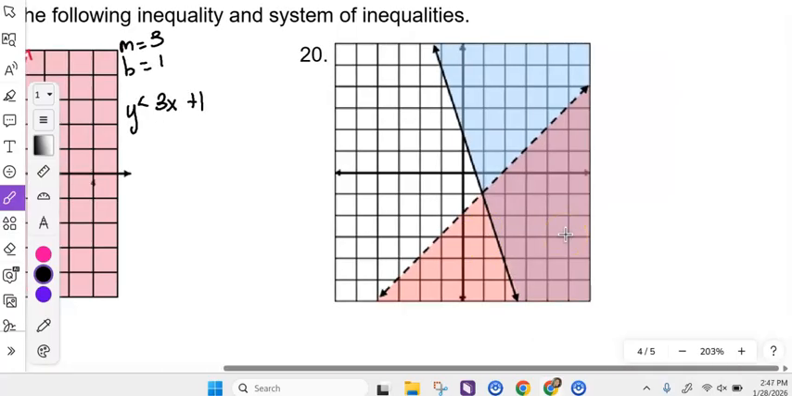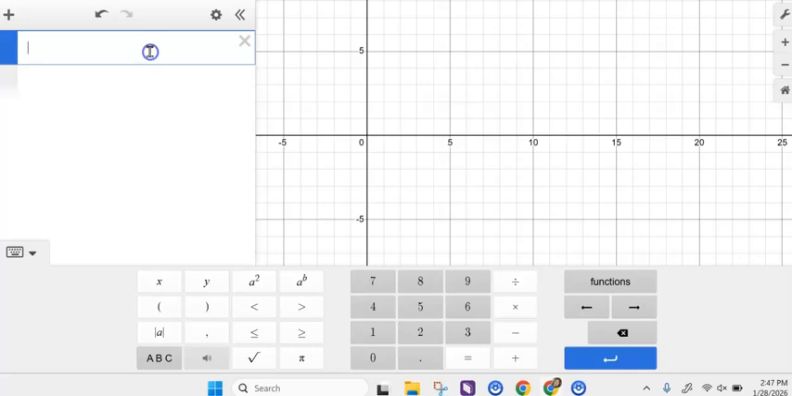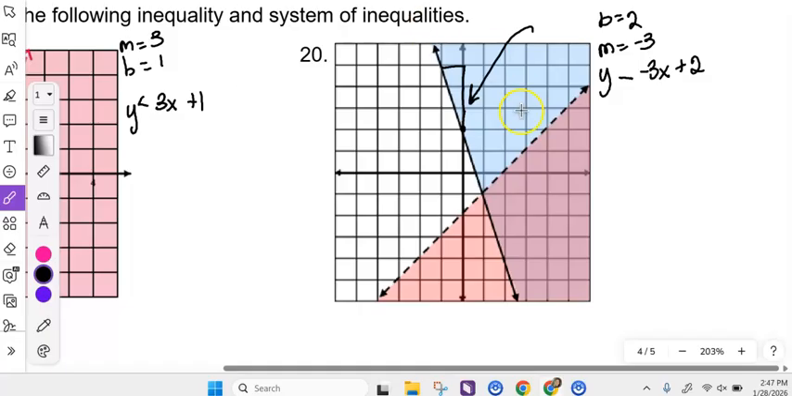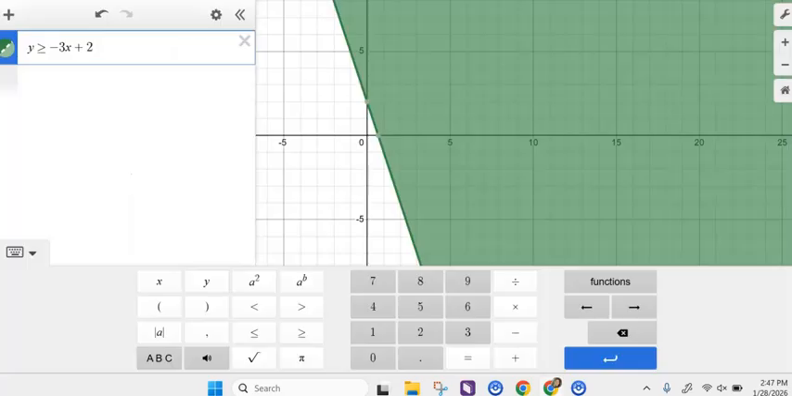Same thing with this one. First, I'm going to do this line right here. Where does it cross? Approximately 2. My slope is 1, 2, 3 over 1, negative, so -3. So I'm going to have y, -3x plus 2. It is a solid line, so I know I'm going to have or equal. So again, I want to go back to my Desmos. We're just going to say y greater than or equal to -3x plus 2. That looks like it because it's above it, so we're going to go with that for now.